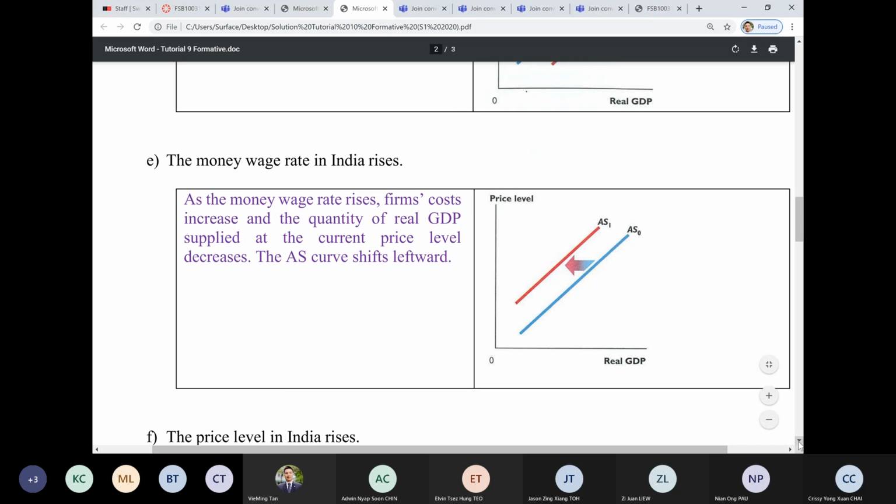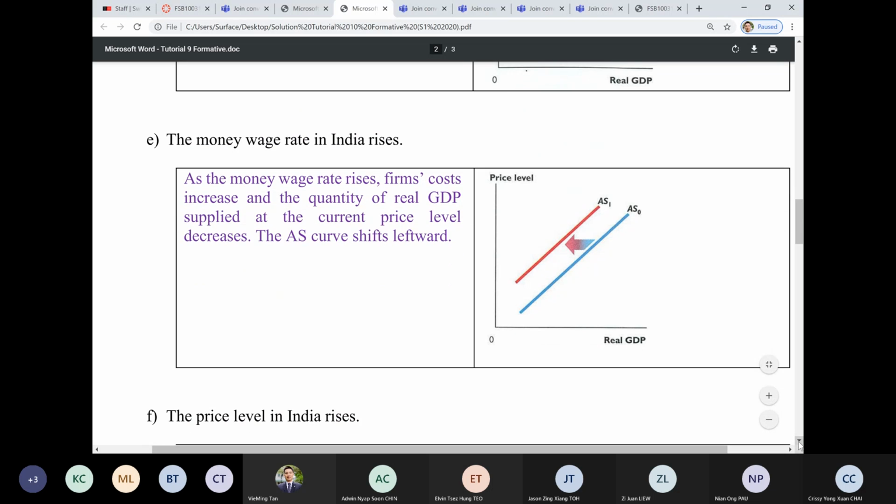Okay, if the price level generally increases in India, so what is the consequence? What is the direct effect, whether it's to the aggregate supply or to the quantity of real GDP supplied? The direct effect. Kai, what do you think, Kai? If the price level in India generally increases, what is the next consequence?